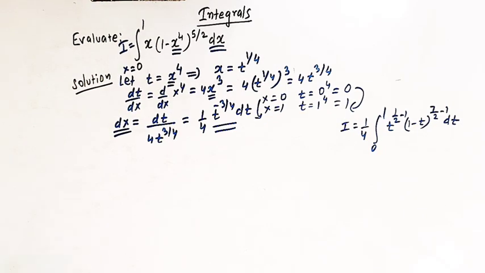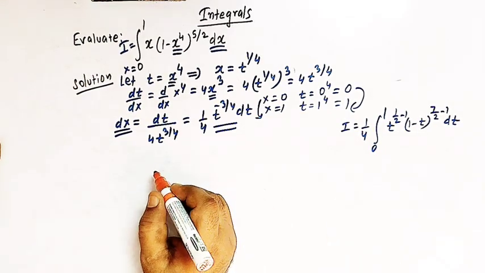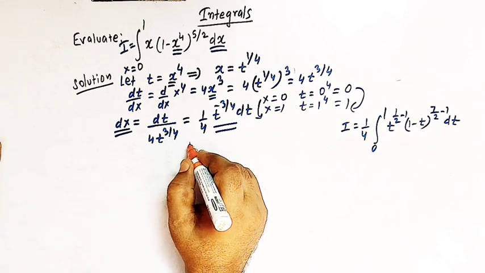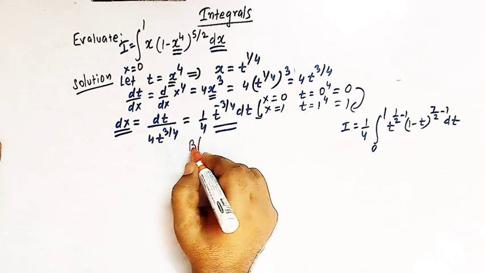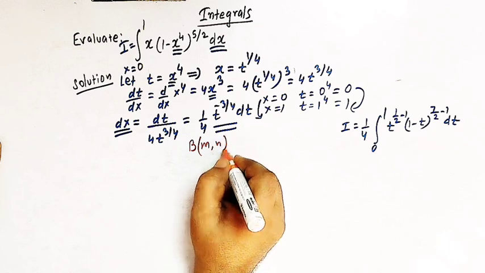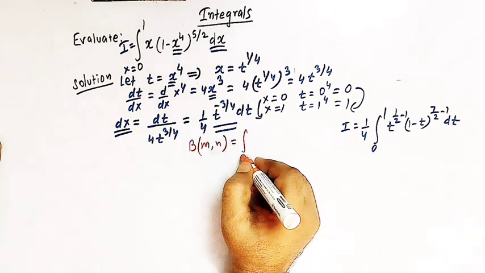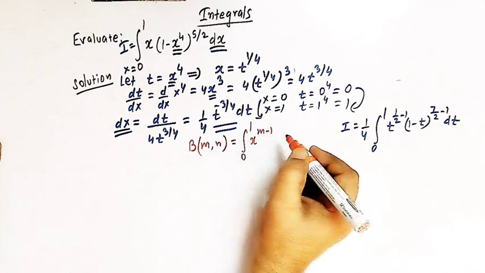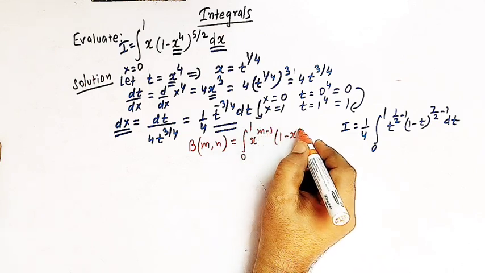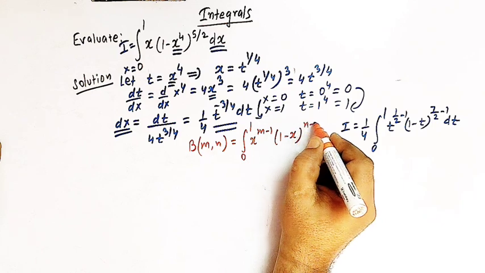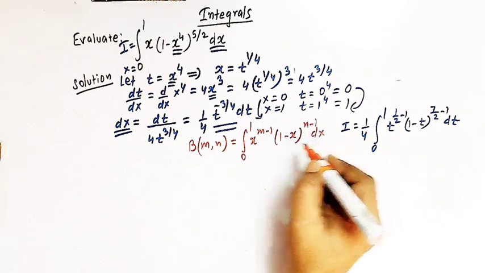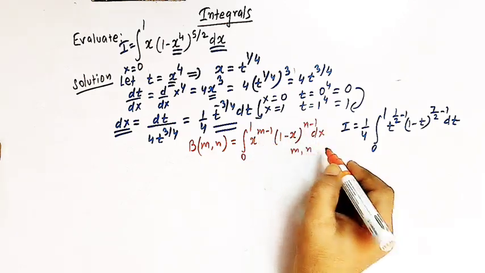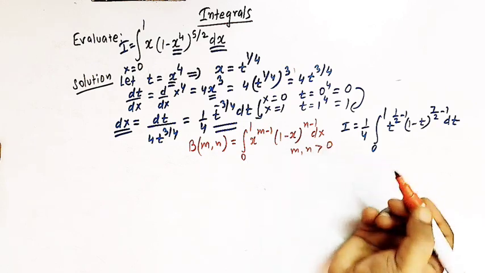So now here let us define the beta function. The beta function is defined as beta of m comma n as the integral from 0 to 1 of x raised to m minus 1, then 1 minus x raised to n minus 1 dx, for m and n greater than 0, right?